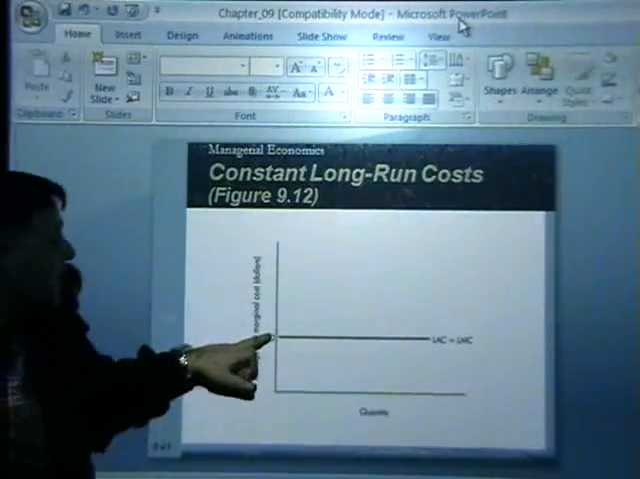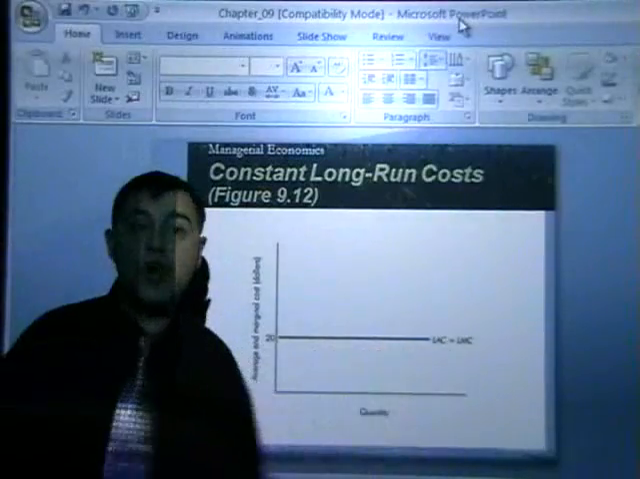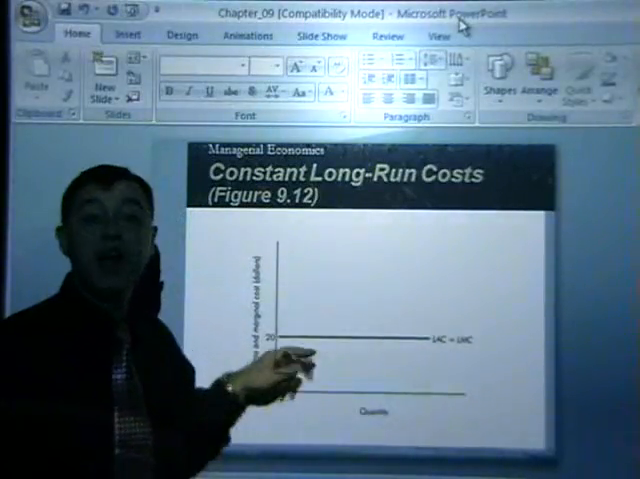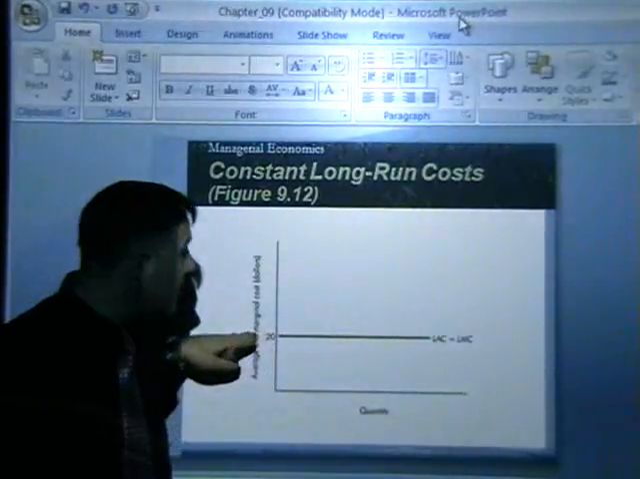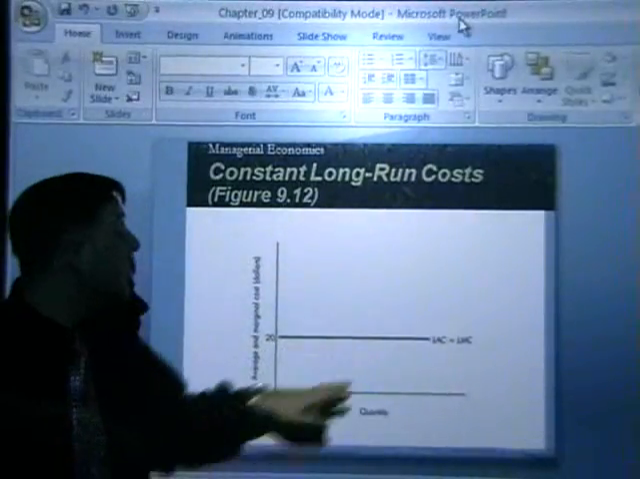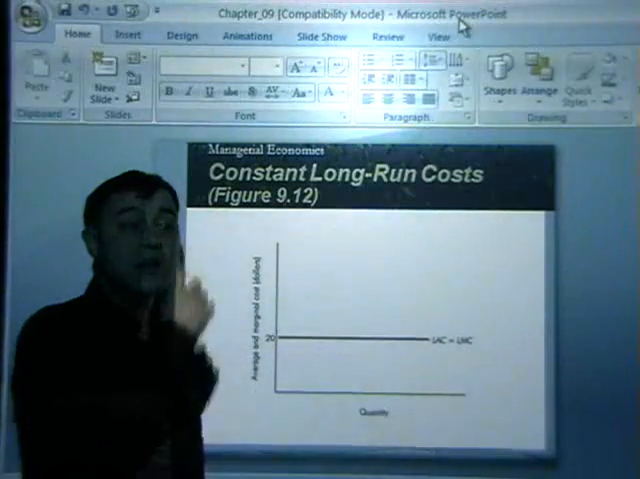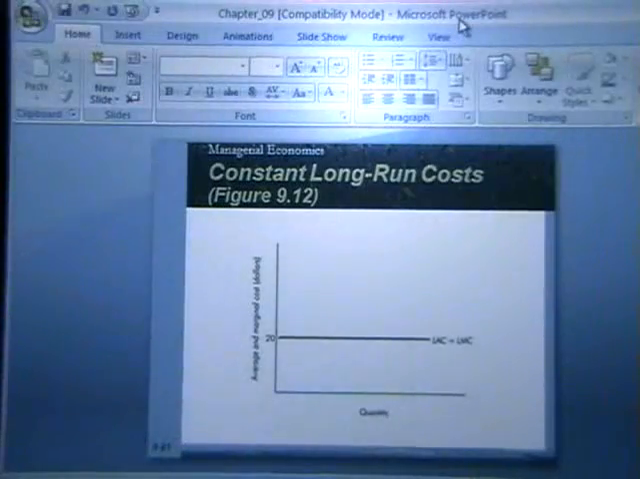Alright, this is the long-run average cost curve at constant returns to scale. It's just horizontal and it coincides with the marginal cost. Is it the same in a textbook? Yes. Alright.